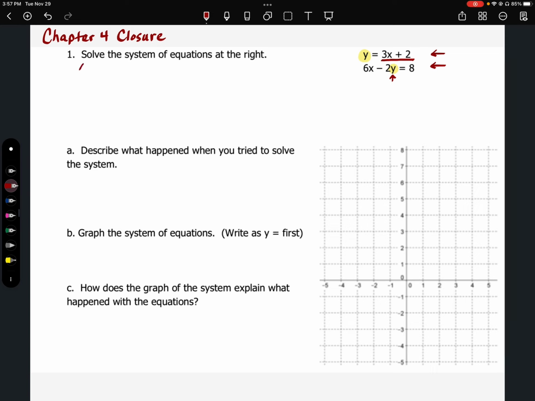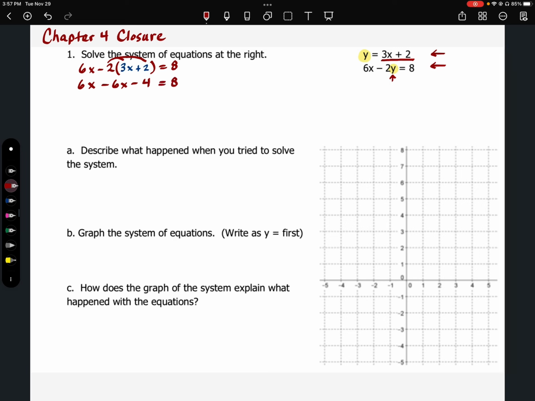So I'm going to say 6x minus 2, instead of times y, I'm going to substitute in the 3x plus 2. So that blue part you see here is the part that's being substituted in, right? And we know that equals 8. And now I have only x's left, so I'm going to go ahead and solve. I'm going to first distribute this negative 2 through the quantity. So I'll have left over 6x. Negative 2 times 3x would be a negative 6x. And then negative 2 times 2 is going to be a negative 4.